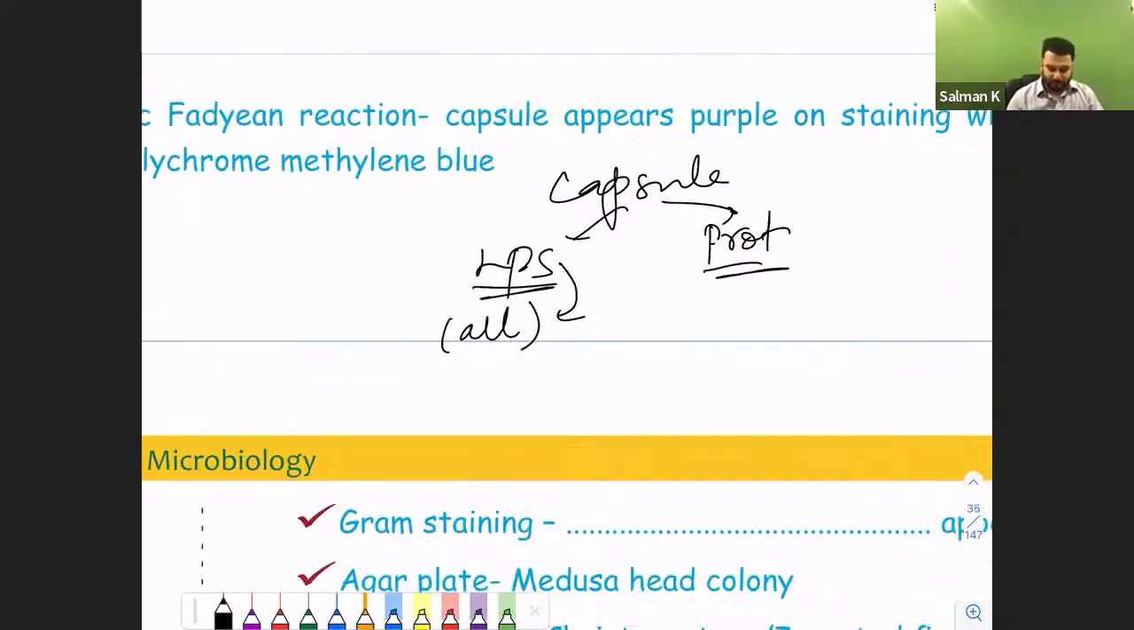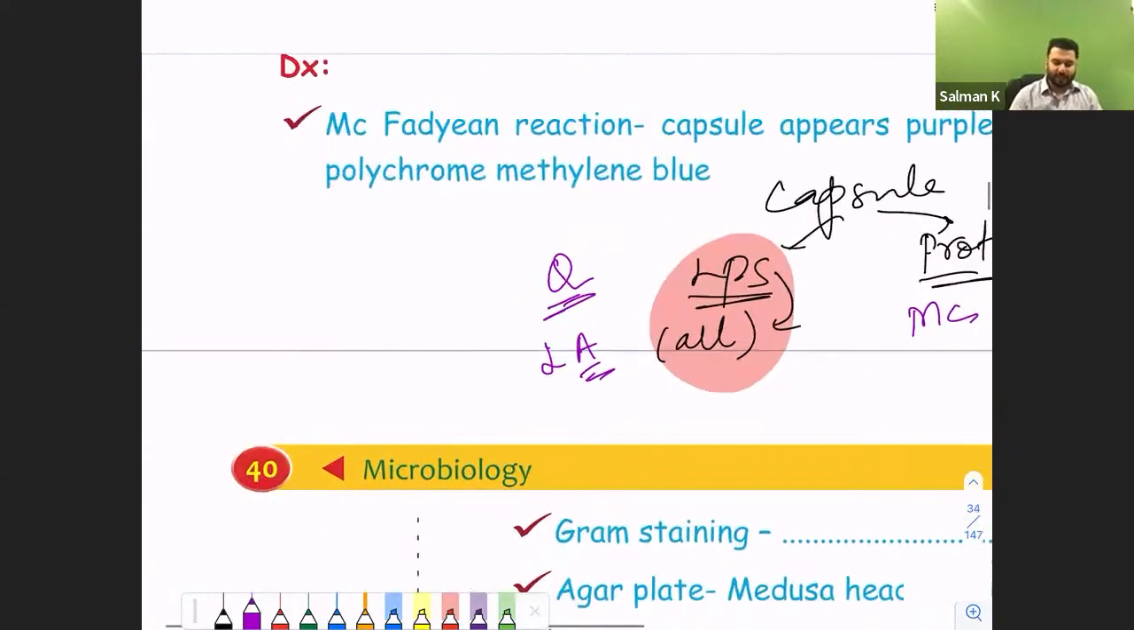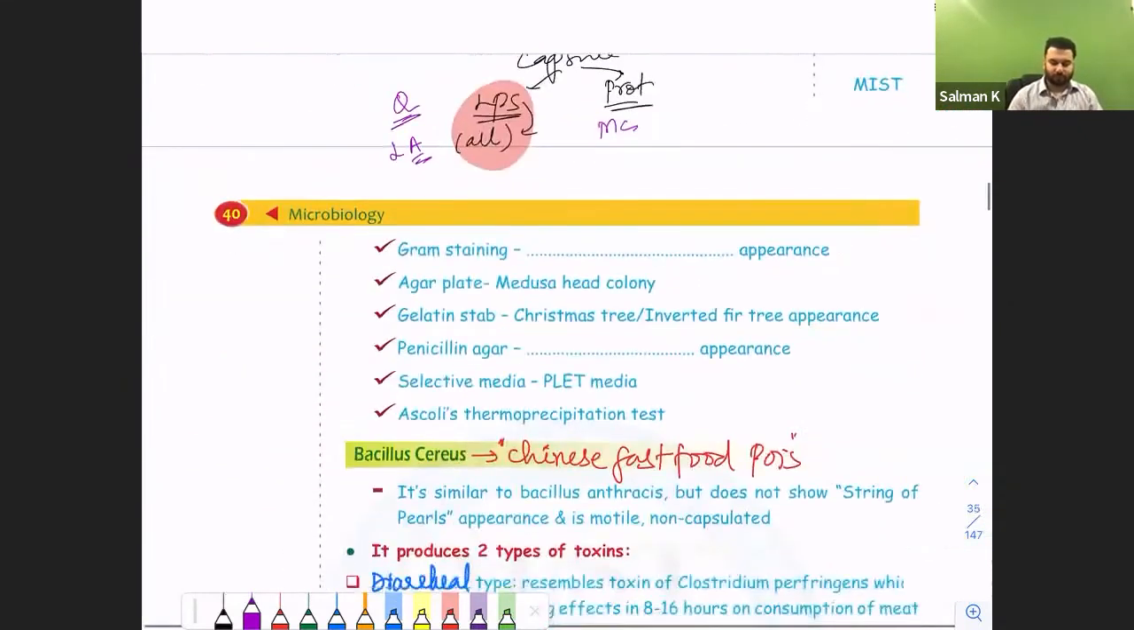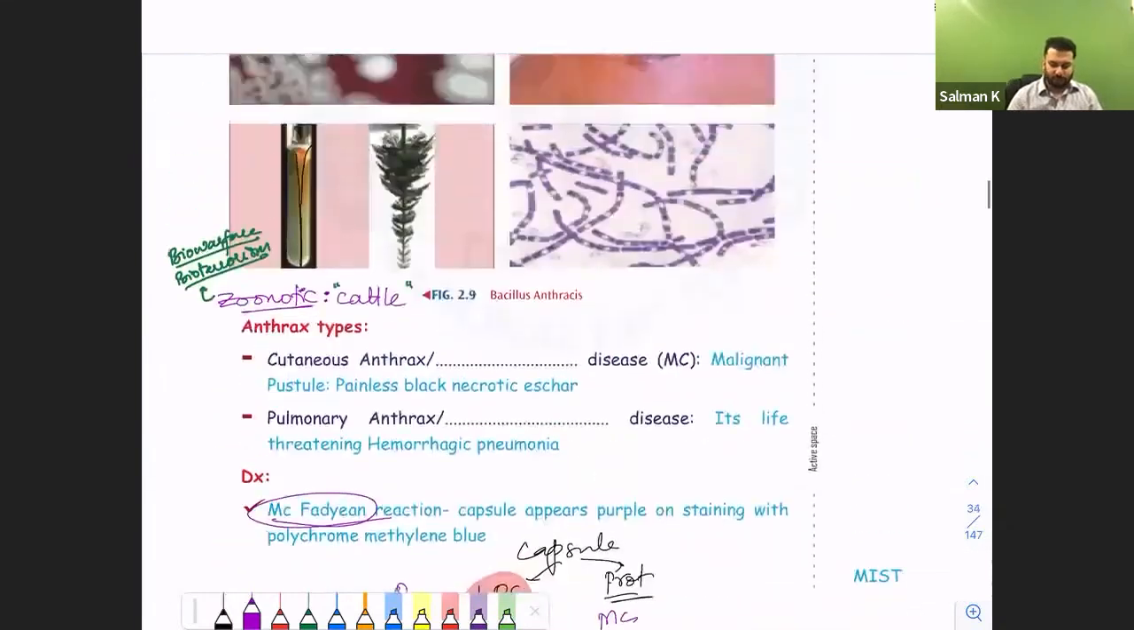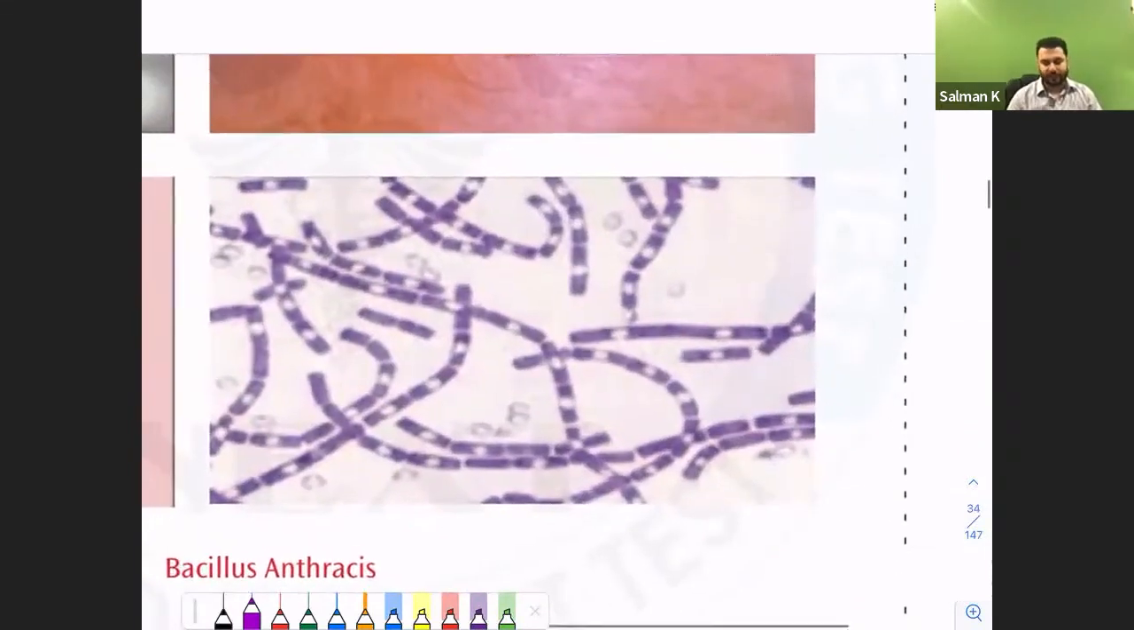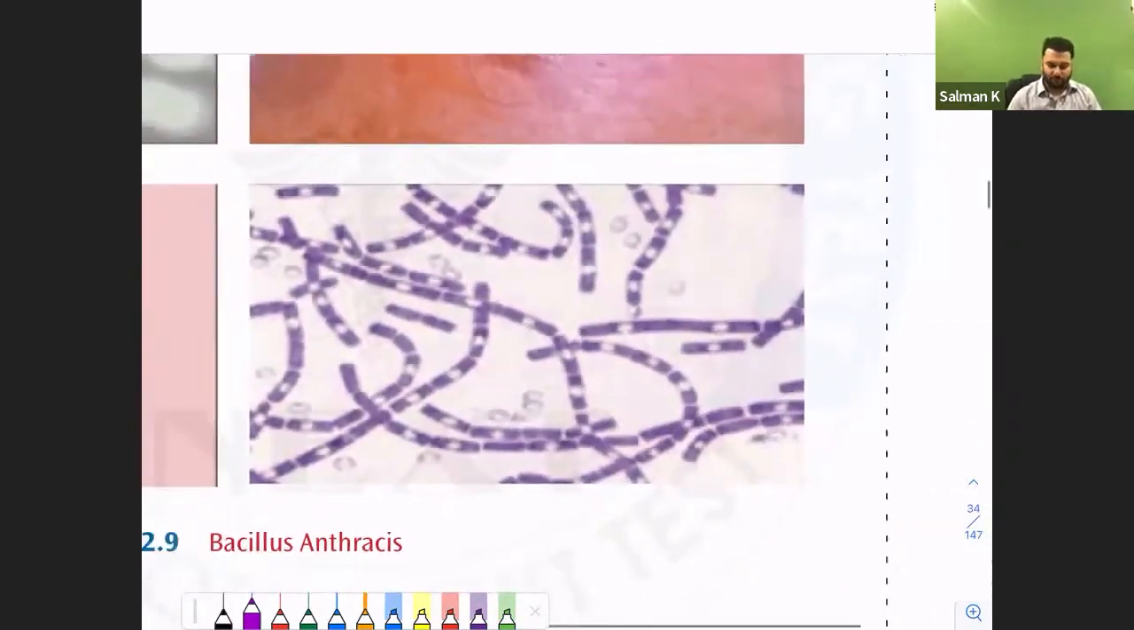Now the point is the tests. For the polysaccharide capsule, the test is Quellung's reaction or latex agglutination test. Okay, latex agglutination test that you should know. And then for the protein capsule, you have McFadyean's reaction that you're seeing here. So that's about it. I have already told you the appearance, very, very important here. It is what we call the bamboo stick appearance.